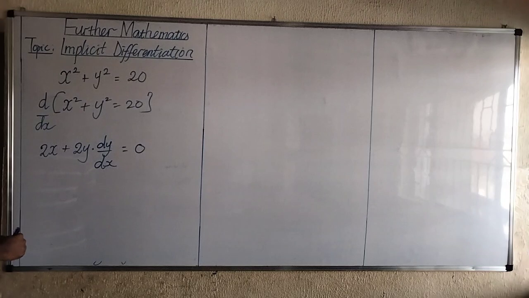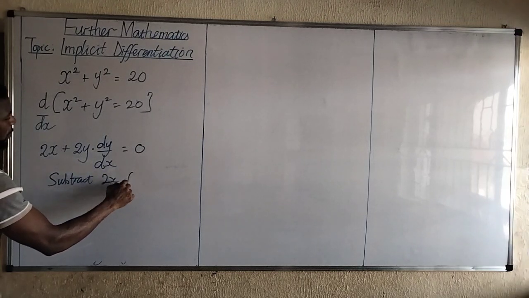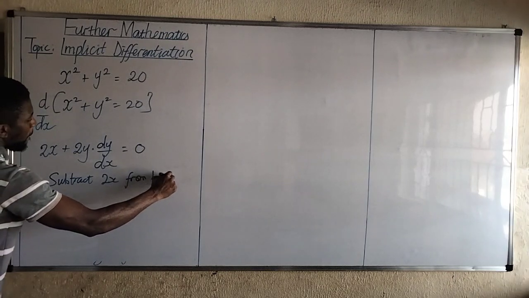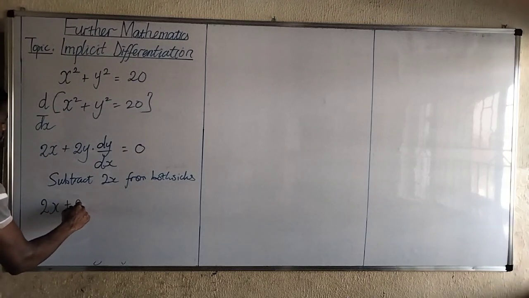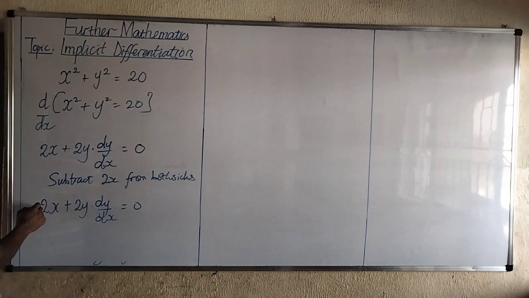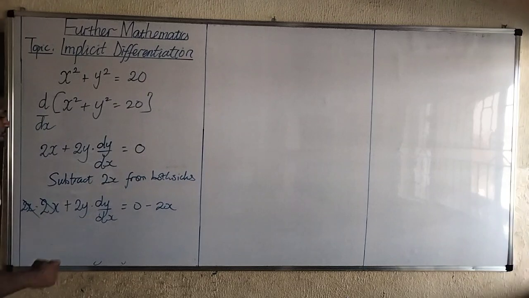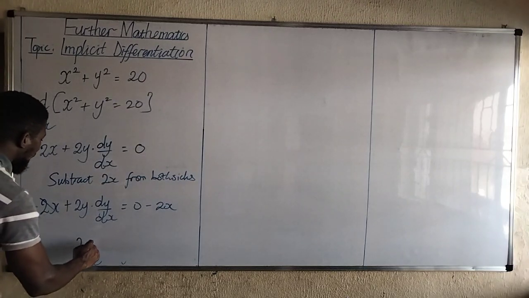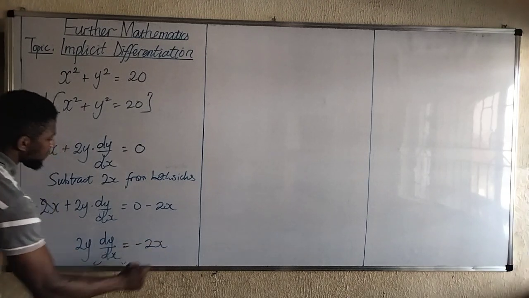Next is to subtract 2x from both sides. Alright, I want to get rid of 2x, that's why I'm subtracting it from both sides. So my 2x plus 2y dy dx all equal to 0 minus 2x. These two go away. We are left with 2y dy dx equal to negative 2x.